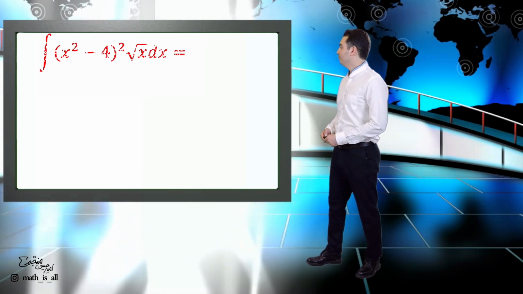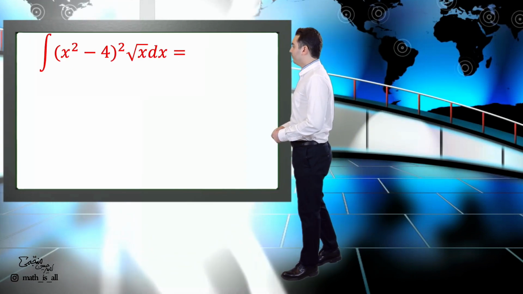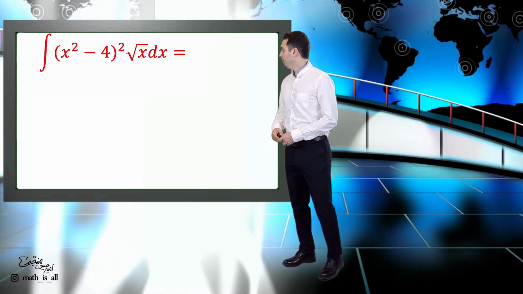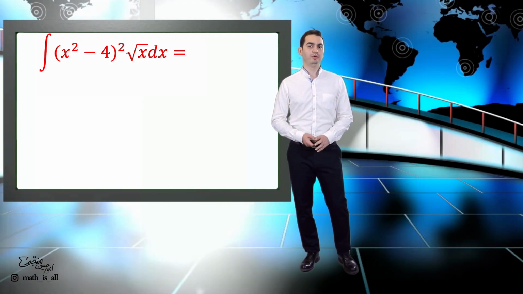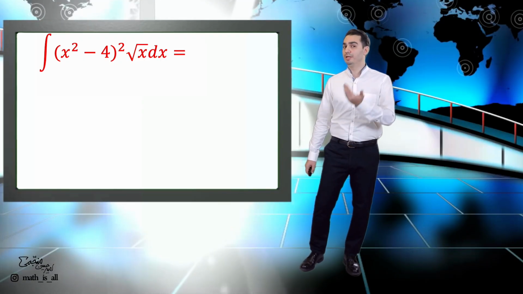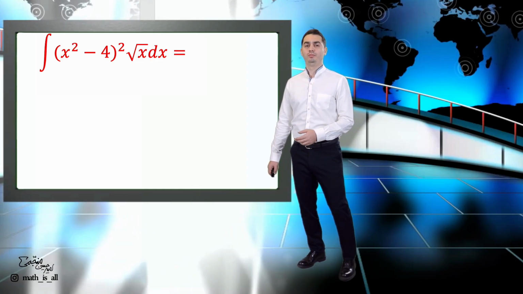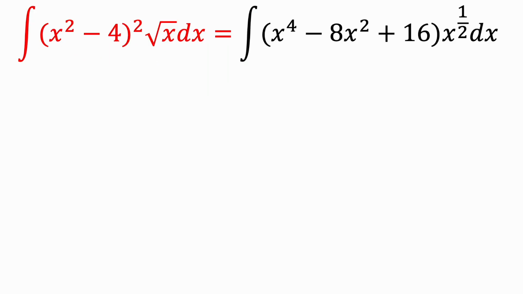We have the integral of the quantity x squared minus 4, squared, times the square root of x. I am sure you know what to do. We simply start by rewriting the square root of x. We rewrite the radical as x to the power of 1/2. Now we need to eliminate the parentheses. Since we cannot integrate this directly, we must first expand the squared term and then distribute the x to the power of 1/2. I encourage you to pause the video right here, work it out yourself, and then resume to check your final answer with me.